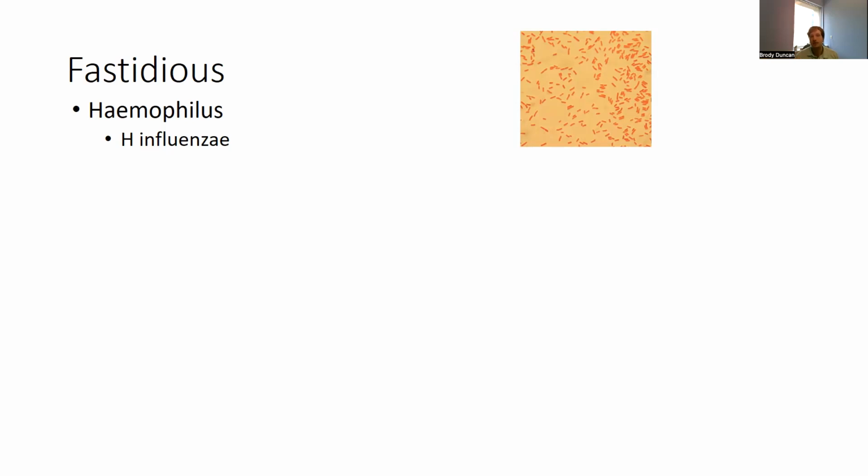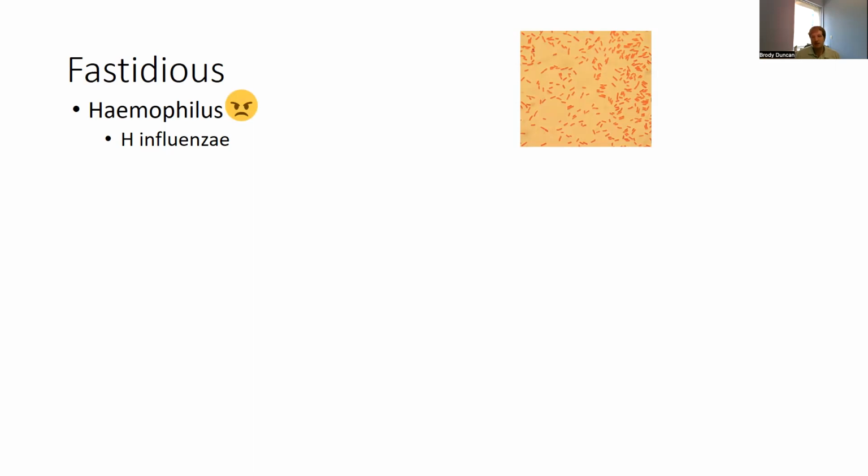The first group we're going to talk about is fastidious organisms. So Haemophilus is kind of the poster child for fastidious organisms, with Haemophilus influenzae being the most important one medically. These look like gram-negative bacilli. They have a tendency to be a little bit smaller than your average E. coli, but on the clinical side, that really doesn't have any sort of impact.